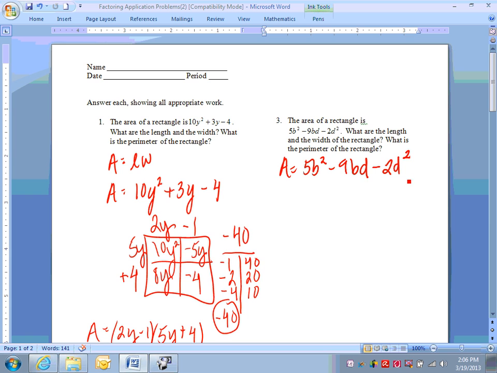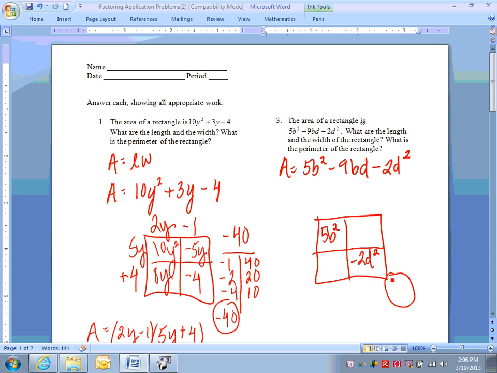Now, the difference in this problem and the ones we've worked before is that we're dealing with 2 variables, and we have 2 squared terms. But we're still going to approach it in the same way. We're still going to factor it to find our length and our width. So I'm going to draw a box and do the reverse box method this time. And I still put my first term in the upper left-hand corner, 5b squared. And I still put the last term, negative 2d squared, down at the bottom right-hand corner.